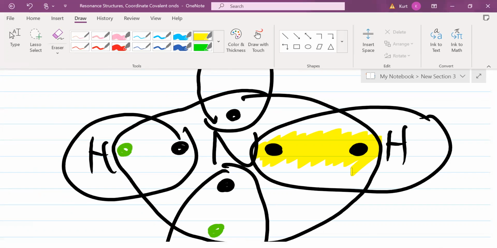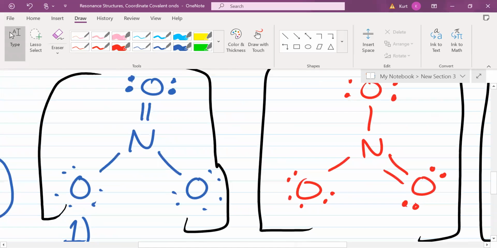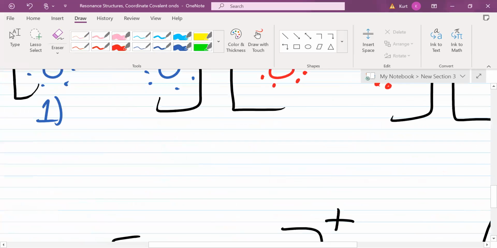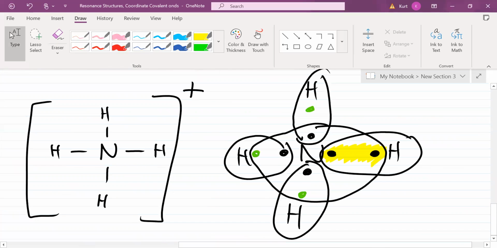Does this mean there's 5 resonance structures for this? No, because a resonance structure would be like up here. You put the double bond in a different location. You don't have to consider a coordinate covalent bond as a qualifier to make multiple. No, there's no resonance structures for this. There's only one, because the coordinate covalent bond does not mean it has a resonance structure.